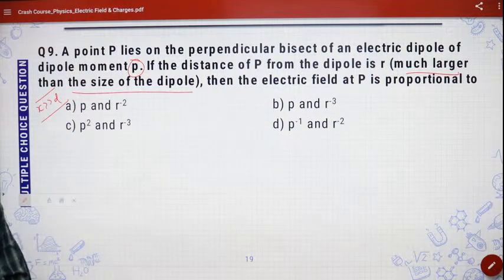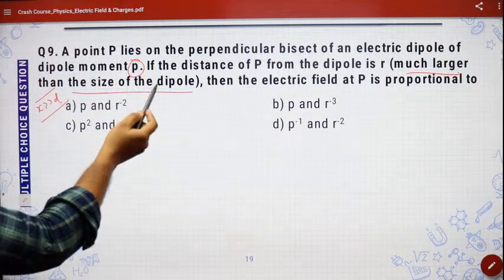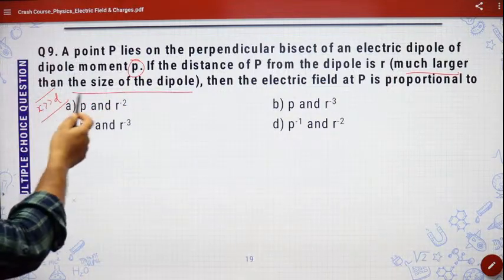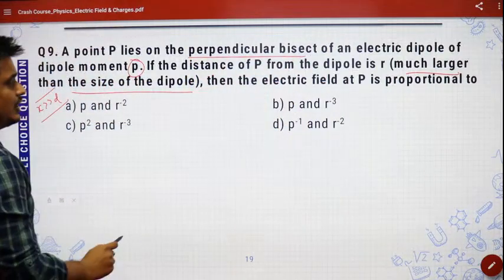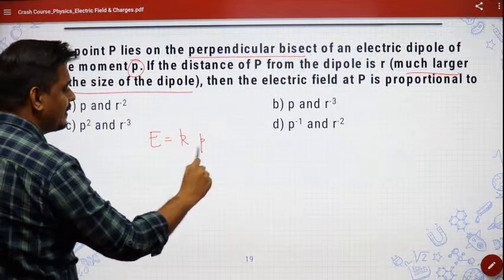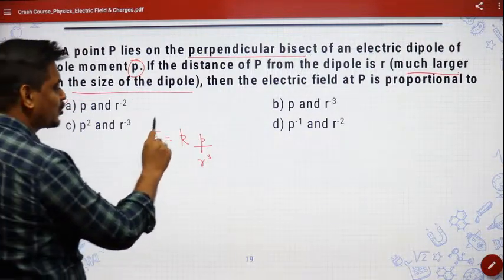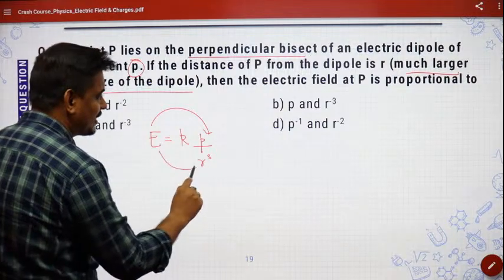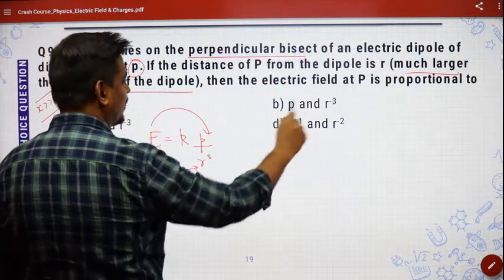If that is the scenario, then we know very well that it is a question of the equatorial field, isn't it? Because they have written perpendicular bisector. So we know the formula E is equal to k into p by r cube. Very clearly we can see that E is proportional to p and inversely proportional to r cube. So B is the answer.